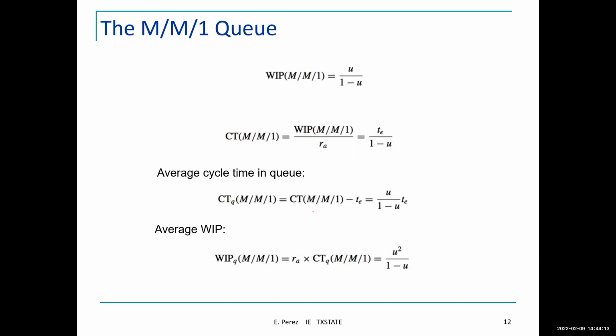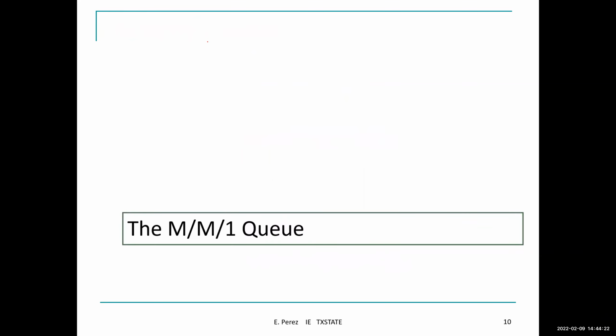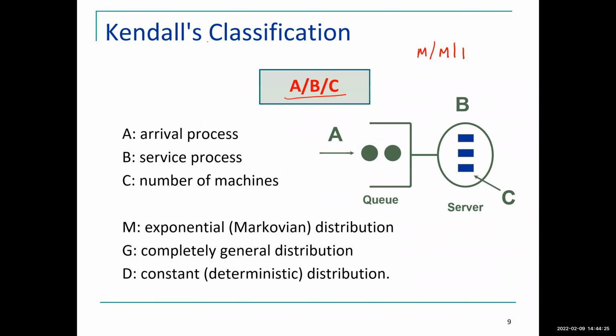What is what? Oh, so MM1 is the type of queue system. Yes, so this is saying that the arrival process follows an exponential distribution because it's A. B is for the service process time, which also follows an exponential. And C is the number of machines, so we have only one machine.